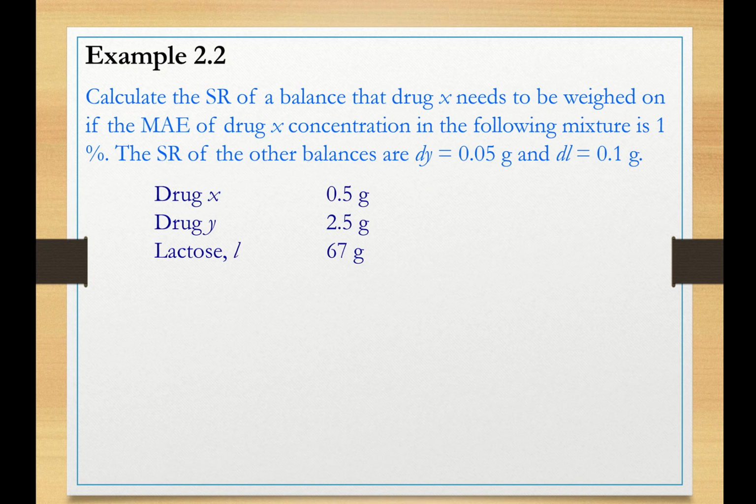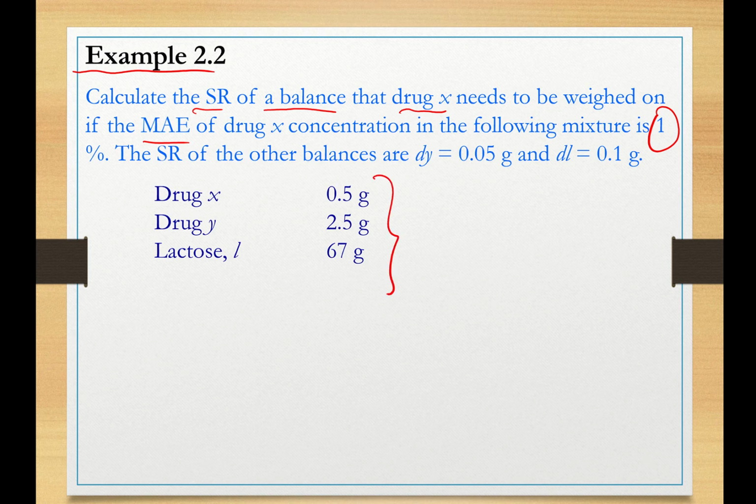Now let's take a look at example 2.2, which essentially is asking you to calculate the SR of a balance so that when we weigh drug X, we are achieving a maximum allowable error of drug of 1%. So this is a very strict range here. We want to have an error in the drug of 1%, maximum allowable error.